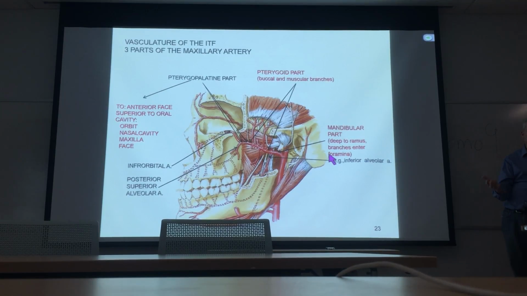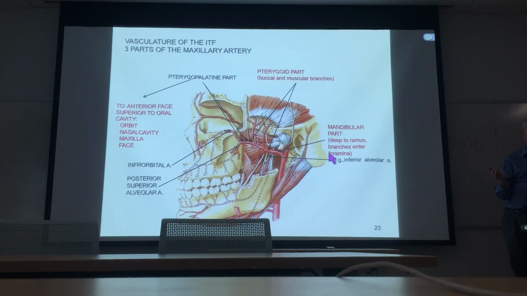Remember, deep temporal arteries are branches of the maxillary artery. Superficial temporal arteries are not. The superficial temporals are branches of the external carotid. Remember, they're one of the two terminal branches, maxillary artery, superficial temporal. Deep temporal, branches of the maxillary, superficial temporal, directly from the external carotid.